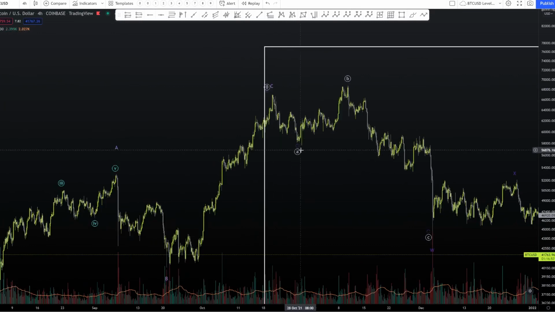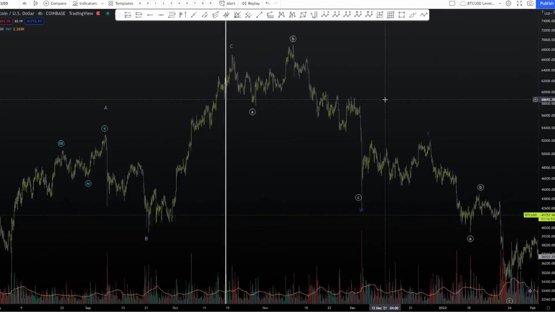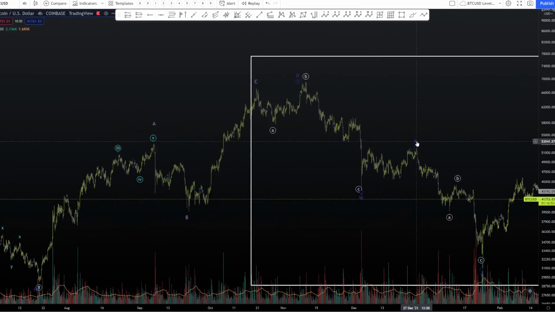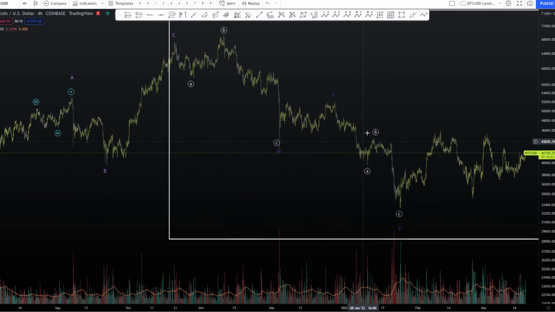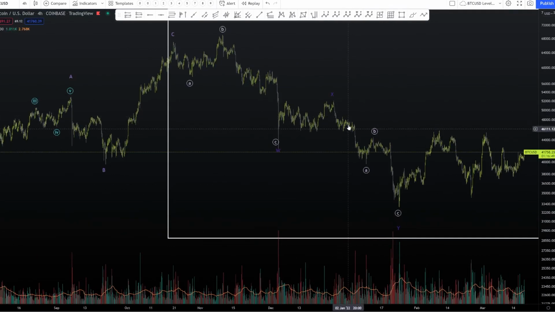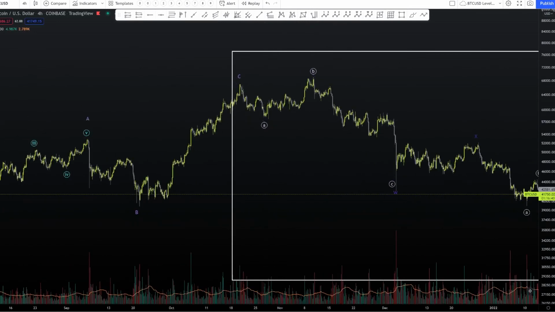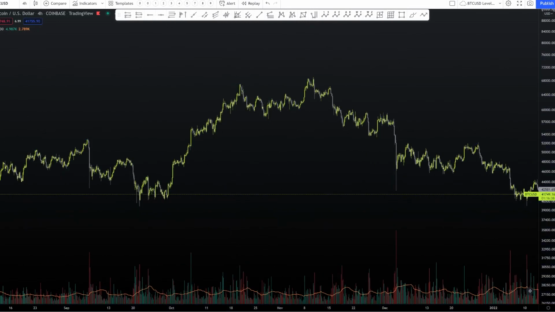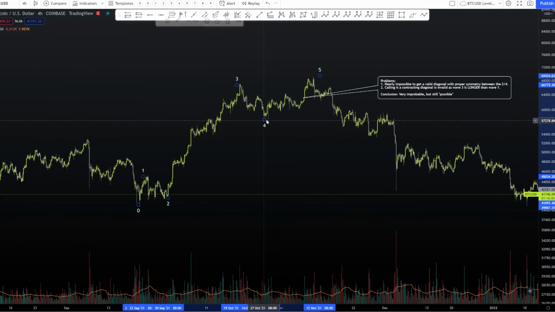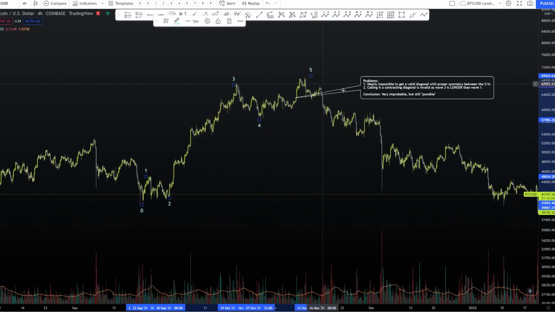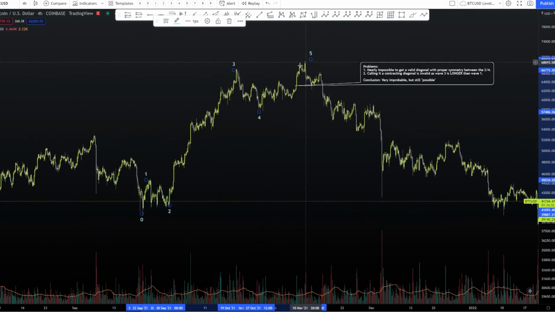This would be a wave A, B, C for an expanded flat. That would be putting in a wave W. This would be a wave X, and this would be a wave Y for a zigzag, for either 1, 2, 3, 4, 5, wave A, B, C. That's a more valid way to count it, in my opinion, than trying to say the wave 4 was put in right here as shown. And that's mainly due to the problems that I listed out to you guys with this wave 5.